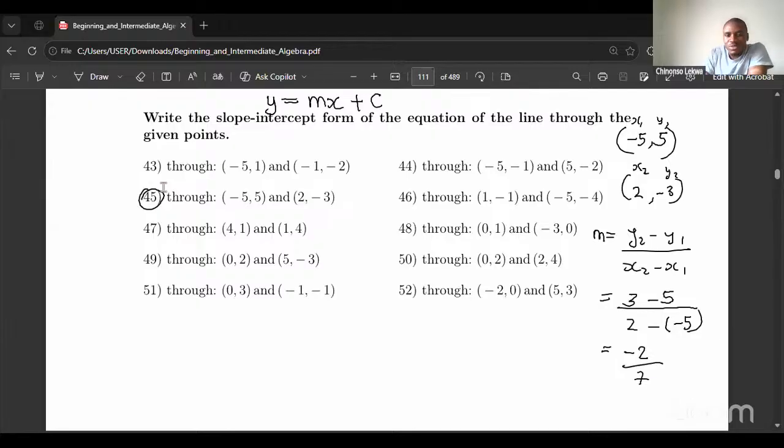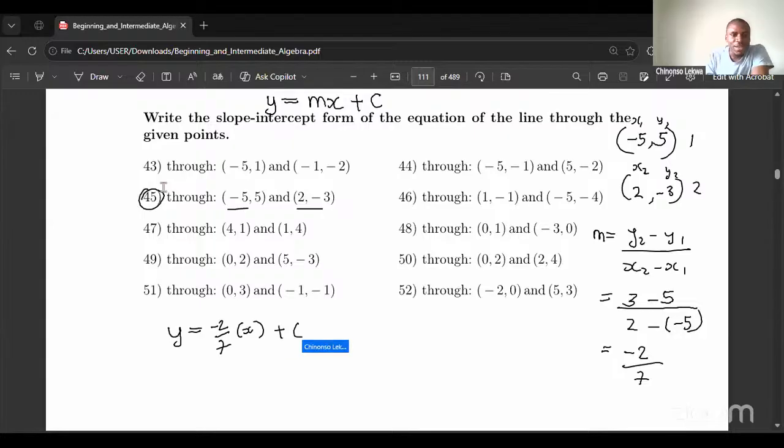So I can substitute it in the equation. Because I already have 2 points in this case, I can also pick one of the points. I can either pick point 1 or point 2 and substitute the corresponding values of x and y to get c. So this is now the equation: y is equal to my slope, negative 8 all over 7, multiplied by x plus c.